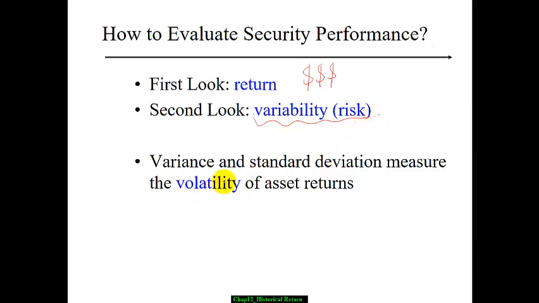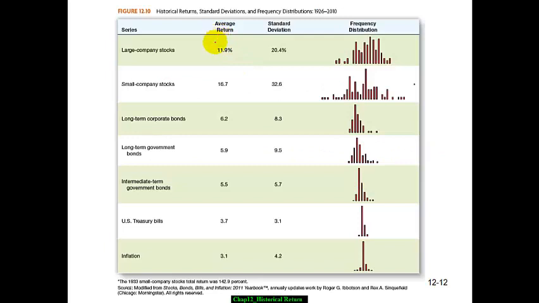So we're going to figure out a measure called a standard deviation, which is a common measure for understanding risk. Come back to our summary table. So we did ranking the securities in terms of average return. Now I want to ask you to take a look and rank again in terms of standard deviation, or how risky they are, or how volatile they are.